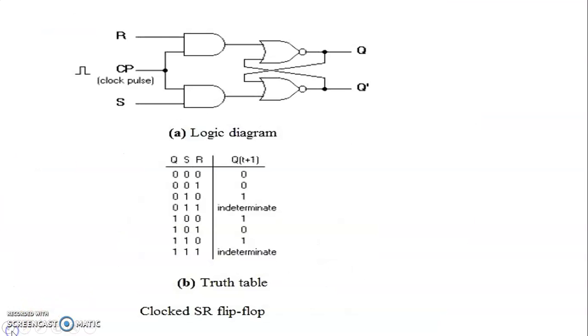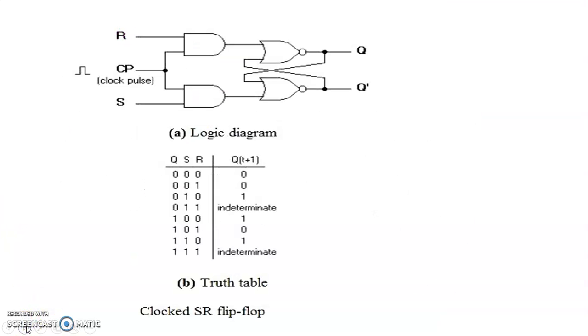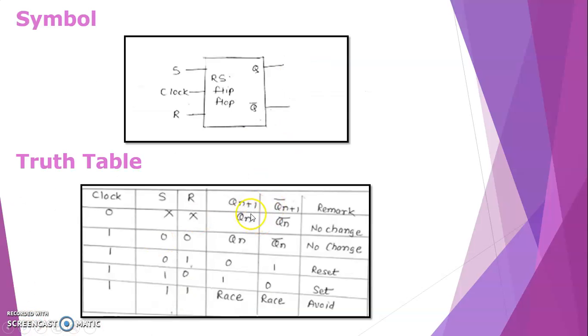If someone asks you what is a clocked SR flip-flop, you have to give the definition. After the definition, you can see there are two AND gates and NOR gates. This is a truth table, but this is a very simple truth table, with Qn plus 1 and Qn bar plus 1, and this is the symbol.